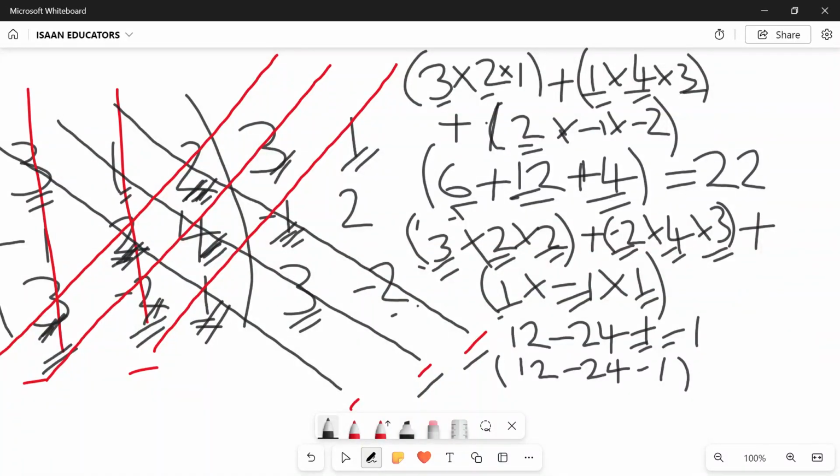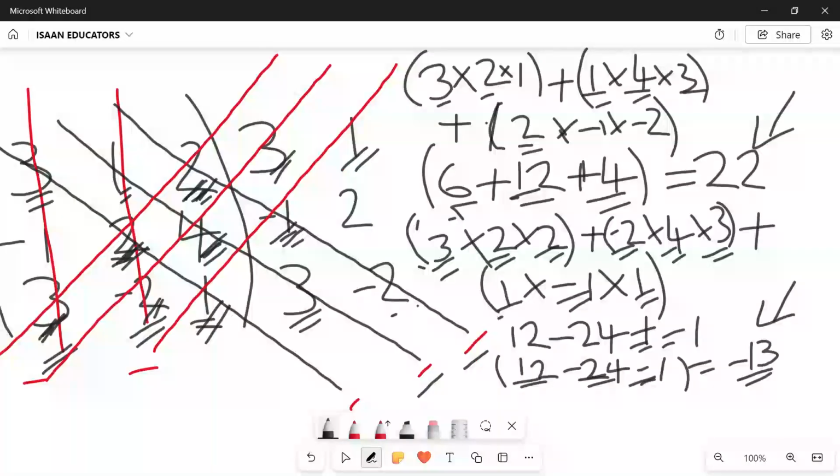Then -12, you subtract 1, it will definitely give you negative. This will give you -13. So it is 12, you subtract 24, it will give you -12. Then -12 minus 1 will give you -13. So we have now the products. The product on the leading diagonal was 22, and the product of the elements in the other diagonal is -13.